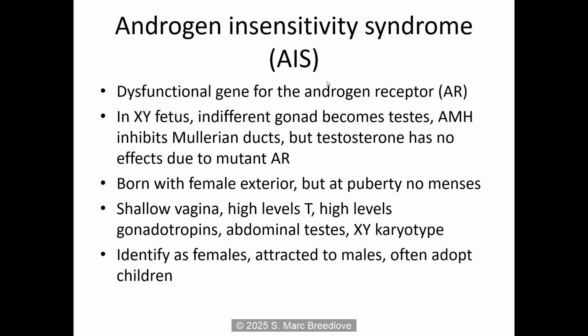The testes will release anti-Müllerian hormone to suppress Müllerian duct structures. The testosterone would normally act on the Wolffian ducts, but they don't have the androgen receptors to respond to it, and so they fade away just as they do in females. And the periphery, which under testosterone's tutelage would normally form a male phenotype, instead forms a female phenotype. Everyone have that so far?